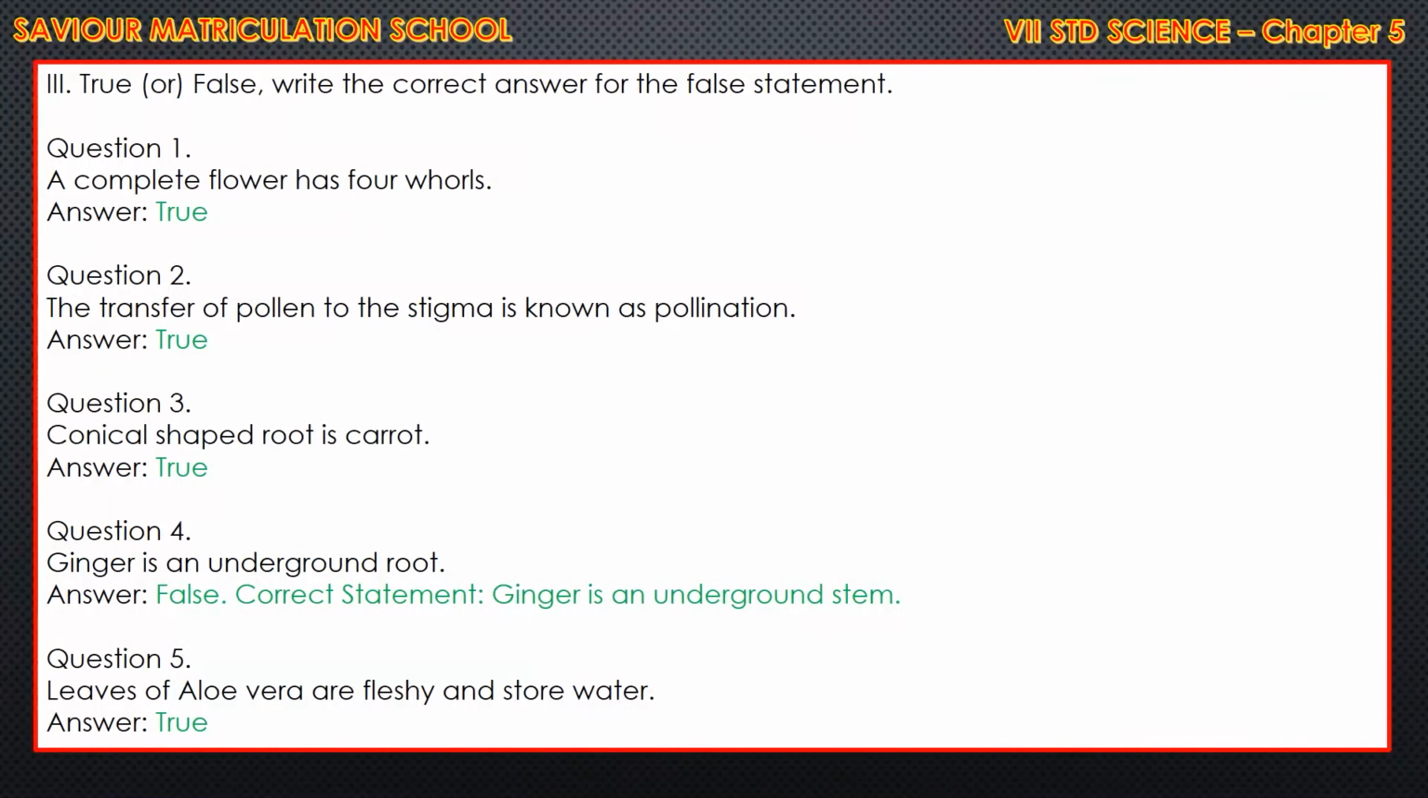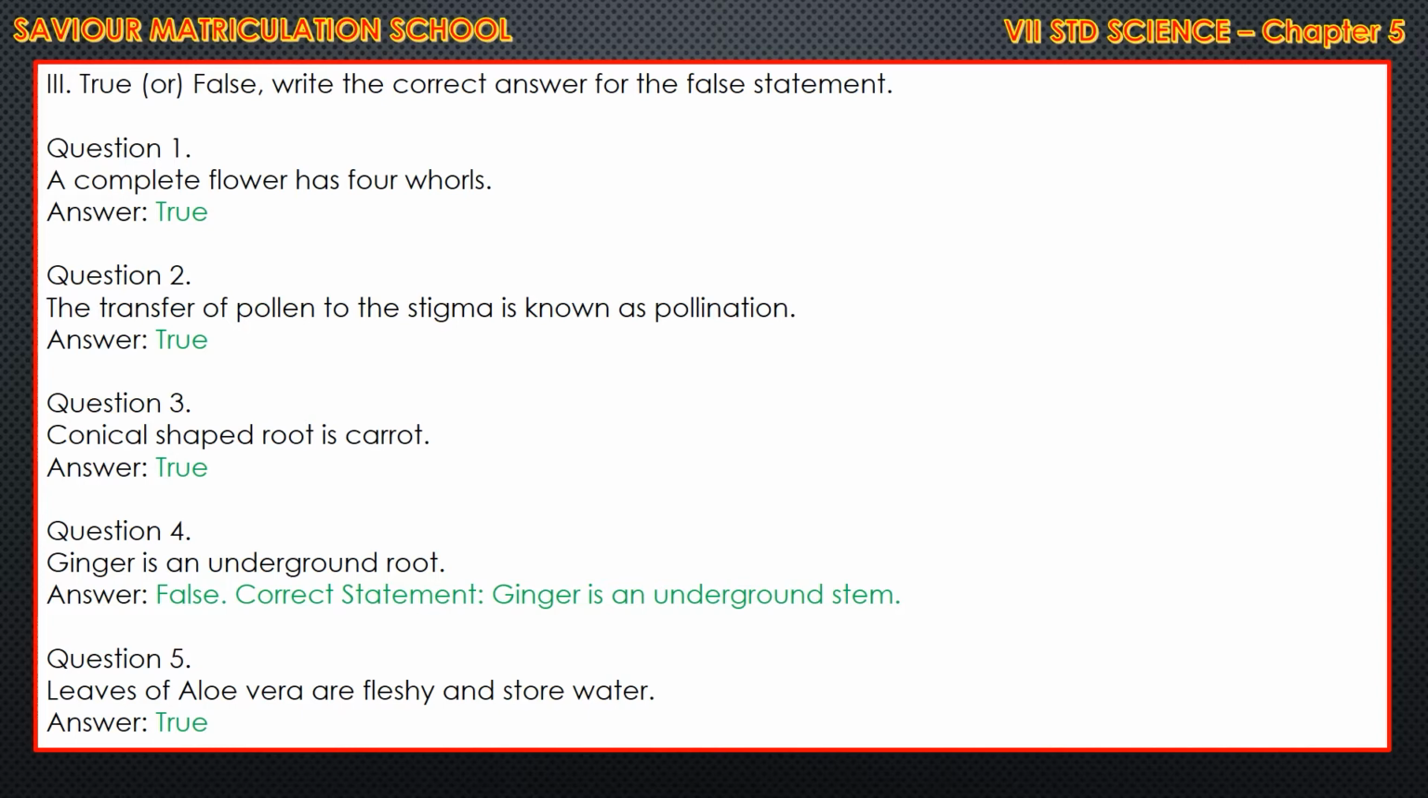Roman number 3, true or false? So write the correct answer for the false statement. Question 1. A complete flower has 4 whorls. Answer, true. Question 2. The transfer of pollen to the stigma is known as pollination. Answer, true. Question 3. Conical shaped root is carrot.